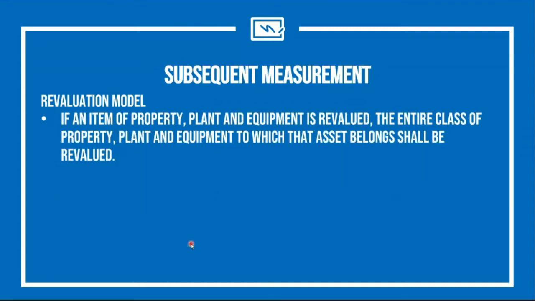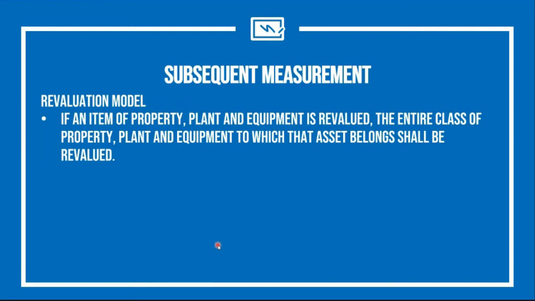Okay? So again, still under the revaluation model, if an item of PPE is revalued, the entire class of PPE to which the asset belongs shall be revalued also. Meaning, if, for example, you are really using the cost model for your buildings, however, one of your buildings was revalued. Okay? So this means that there will now be inconsistency in your accounting policy if only one of your buildings was revalued. So for purposes of satisfying the requirement of the standard, since one item in the entire class was already revalued, the entire items within the same class should also be revalued.